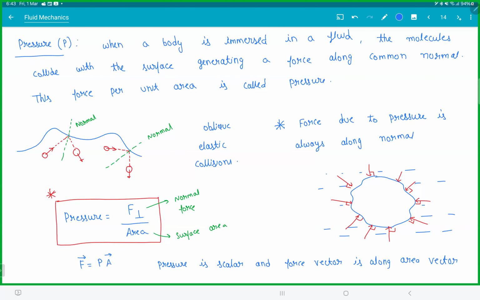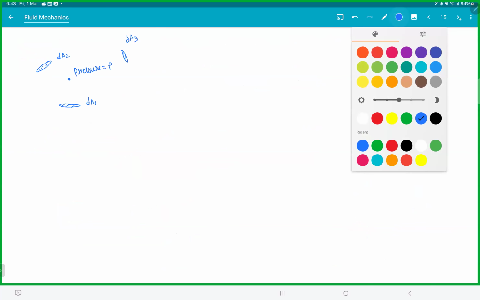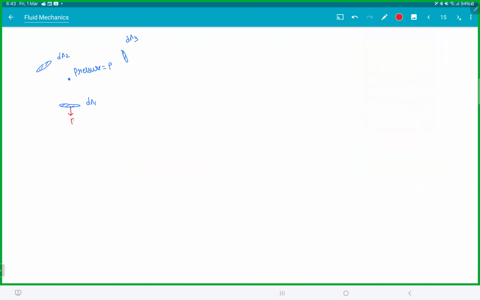Next thing. So the meaning of this is, if you say at this point pressure is P, and you take a small area dA1, or a small area dA2, or a small area dA3, then this force will be perpendicular to it, F1, F2, which is nothing but P into dA2. This is P into dA1. So the direction of the force will depend on the area vector.